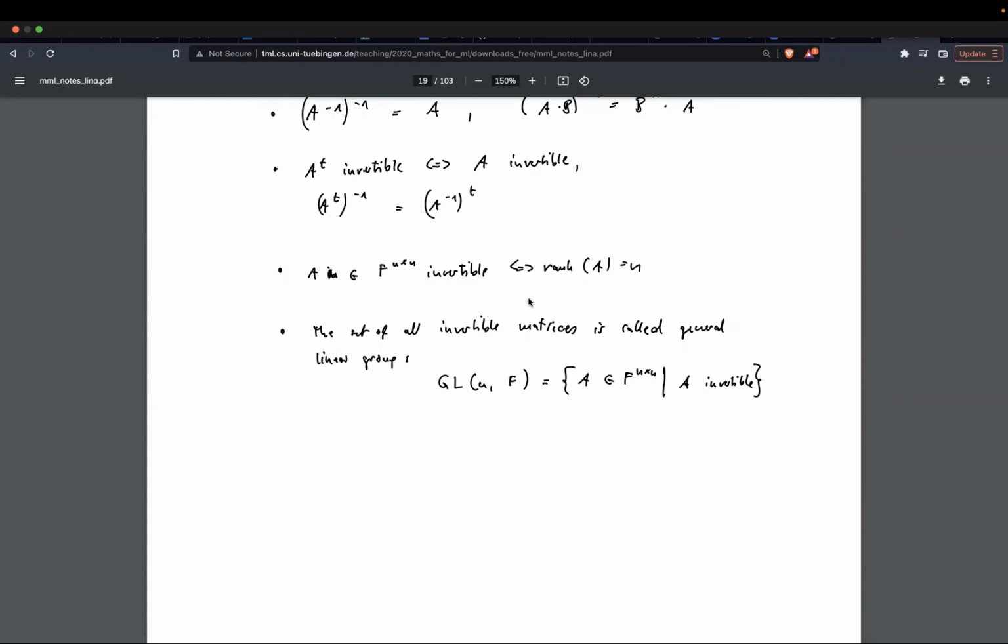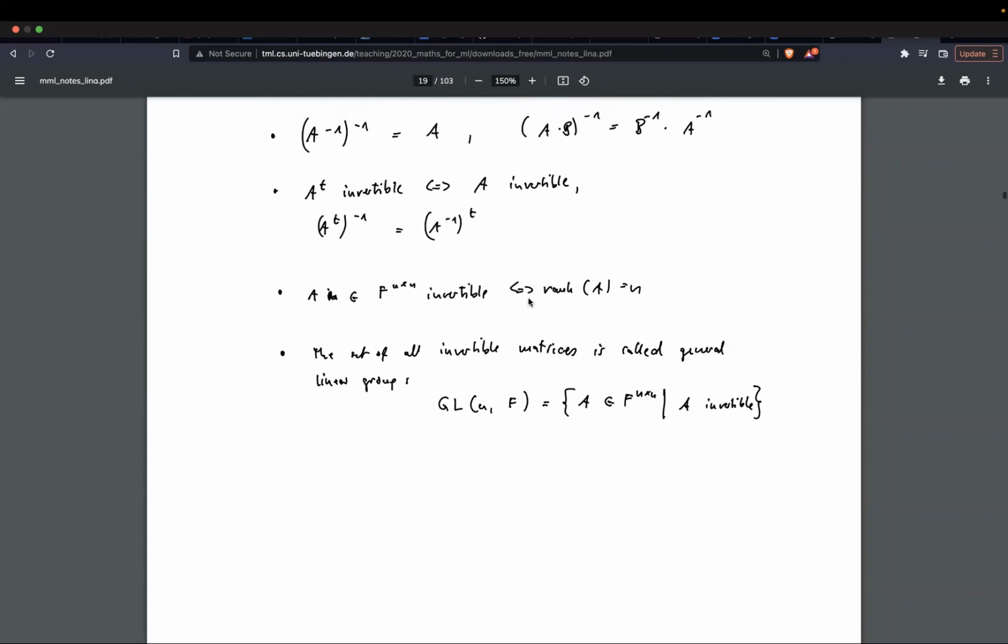If A transpose is invertible, it means all of the columns must be linearly independent, right? So if we take the transpose, still all the columns will be linearly independent. No, so one second. What was your first statement? If it is invertible, it means that all the columns must be linearly independent, right?